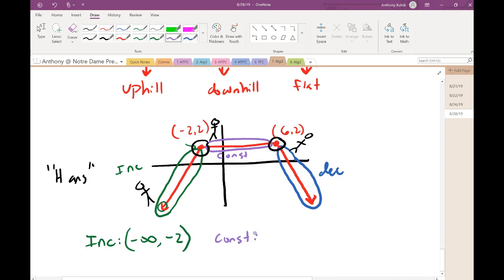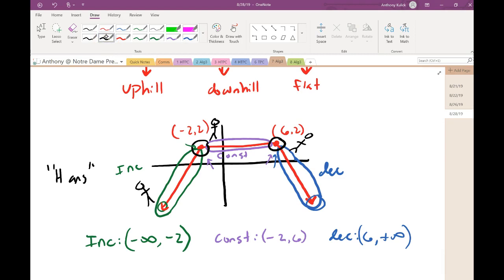So the constant part begins at -2 and ends at 6. And again, we don't include the transitions, the places where it changes from increasing to constant to decreasing. And for the last piece, the decreasing, we start here at 6, and we end with the right arrow at positive infinity. And again, infinities get a parenthesis, and the transitions don't get included either, so that gets a parenthesis. So we have that.